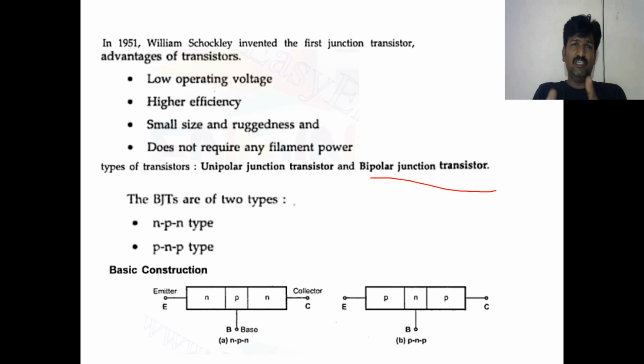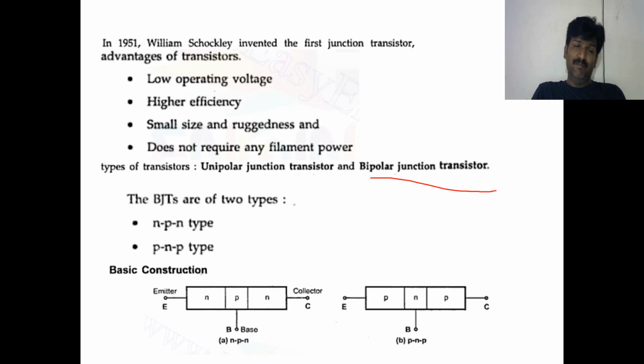It's not going to be particularly limited to majority charge carriers, but that limitation was there in the unipolar junction transistor. It's not going to be in the bipolar junction transistor. That needs to be understood very clearly. Next point, what are the types of BJTs?